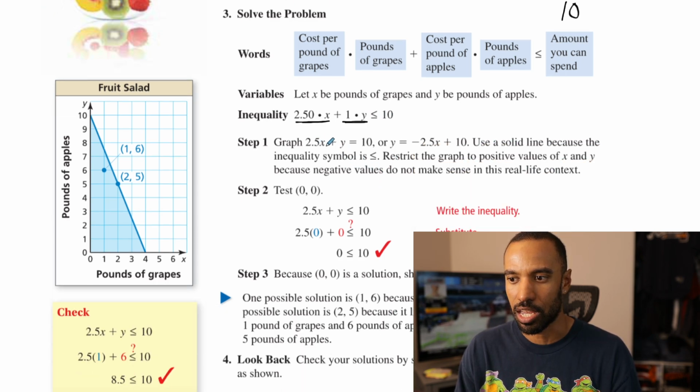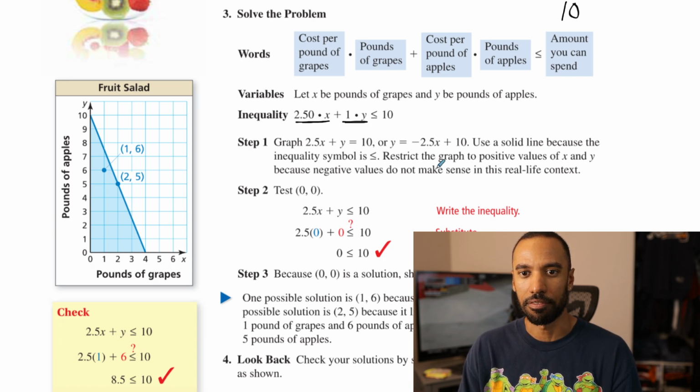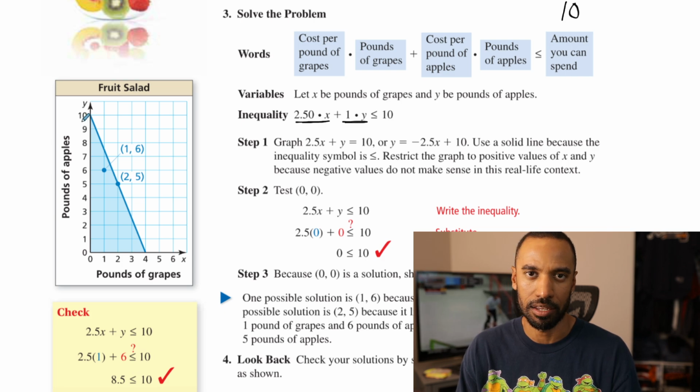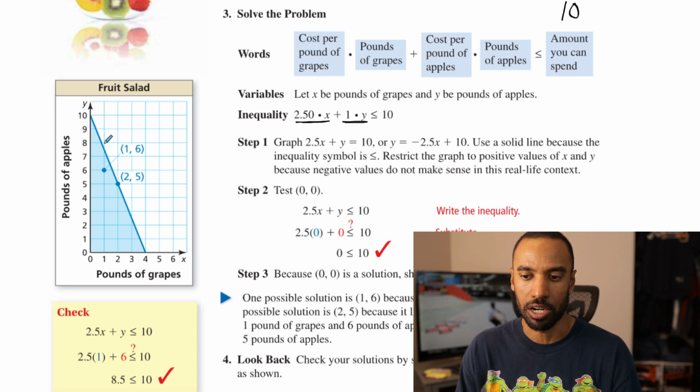So they say this. They say graph this equation, or of course you can also rewrite it in slope-intercept form. And here's their equation. Because it also includes less than or equal to, we will have a solid line. Now, part of this stuff here, they say restrict the graph to positive values, and I agree with this, right? We can't buy negative pounds of grapes or apples. So first quadrant stuff only in our word problem.